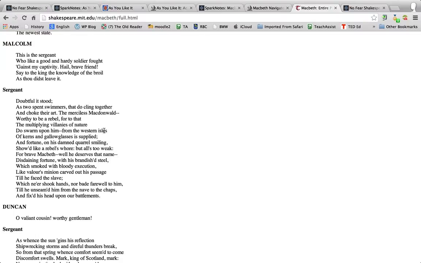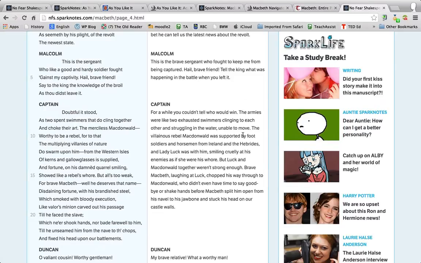From the western isles of kerns and gallow glasses is supplied. Okay, so MacDonald, he's a very, very bad guy. He was supplied by the Western Isles. And here I'm thinking, well, what the heck is the Western Isles? Don't really know. So what I do is I check my book and see if there's anything in there. I'd go back to No Fear Shakespeare. Supported by soldiers and horsemen from Ireland and the Hebrides.